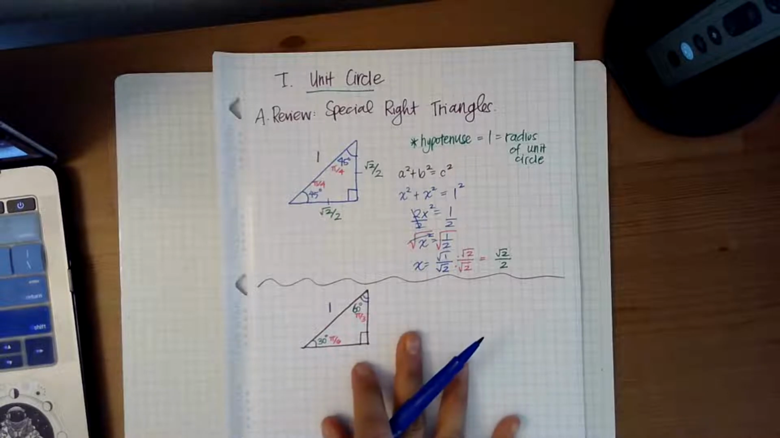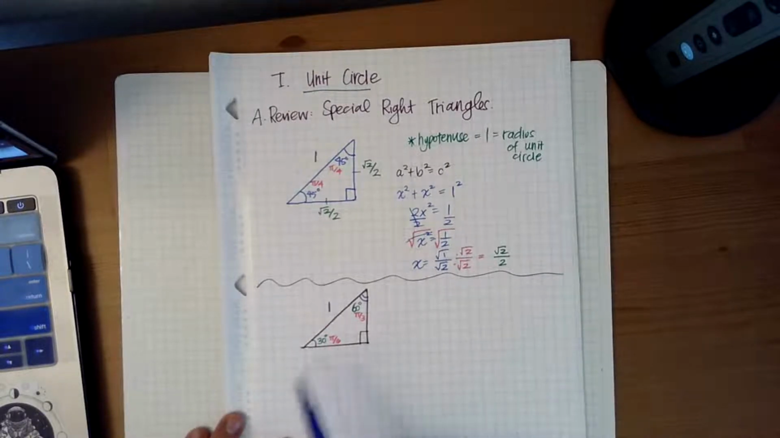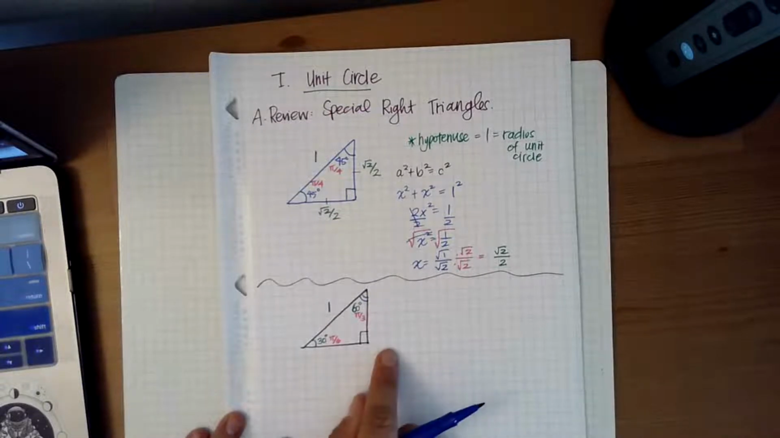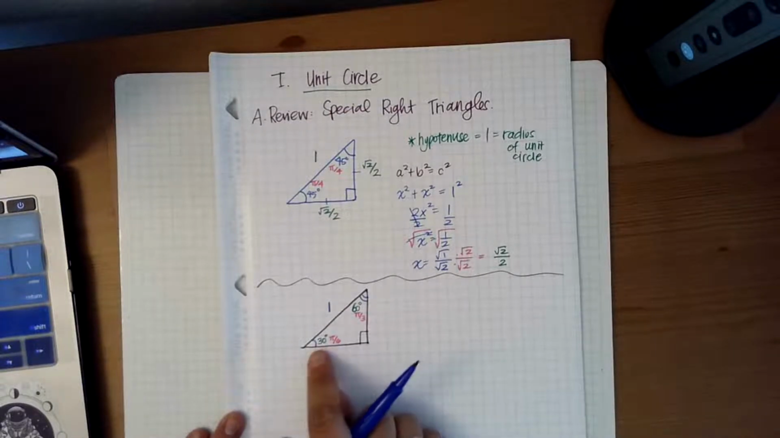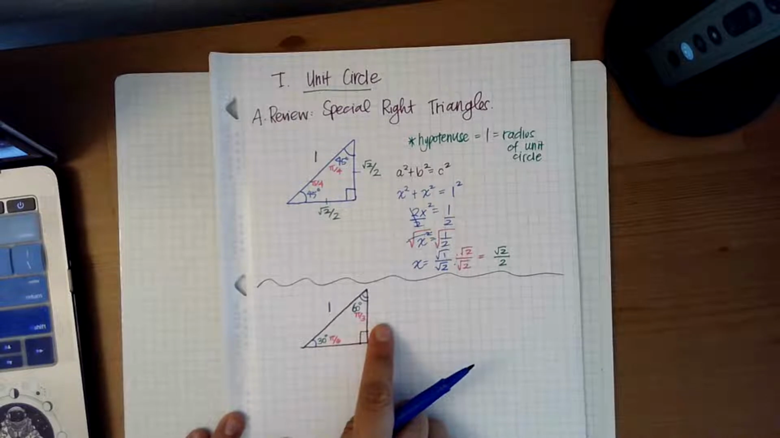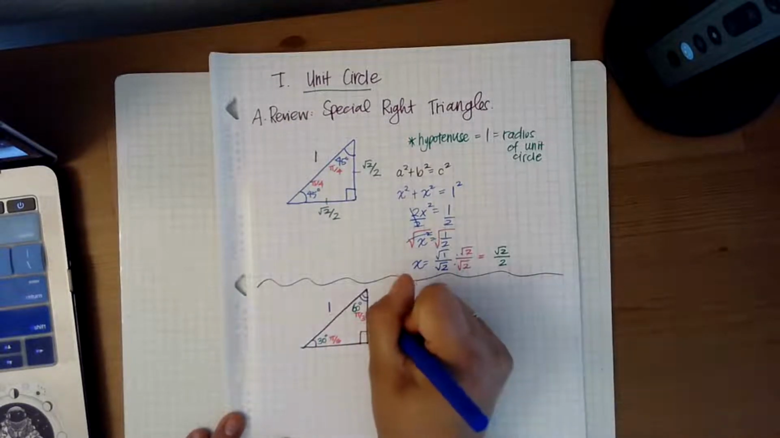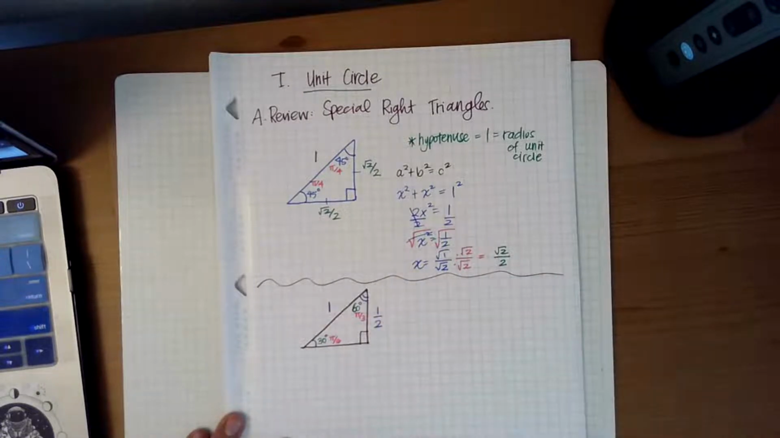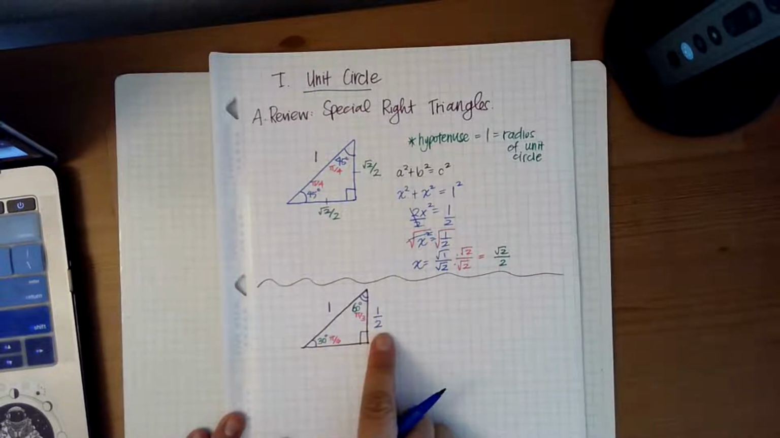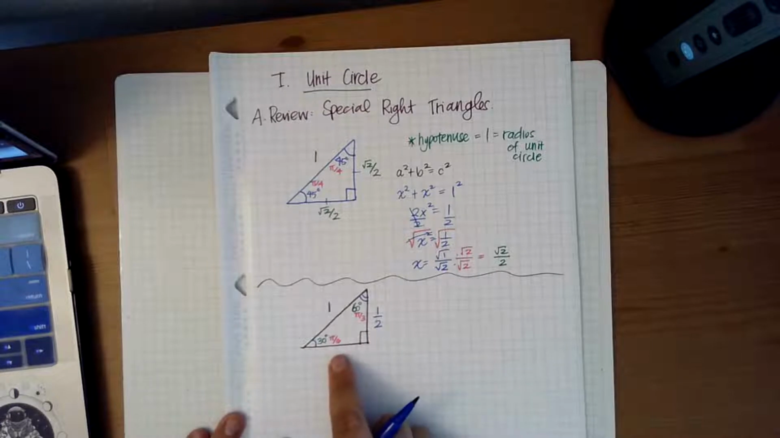The way that I always like to remember my 30-60-90 is that in this triangle, across from 30 is always half. Across from 30 is always half. We're going to figure out what this side is.